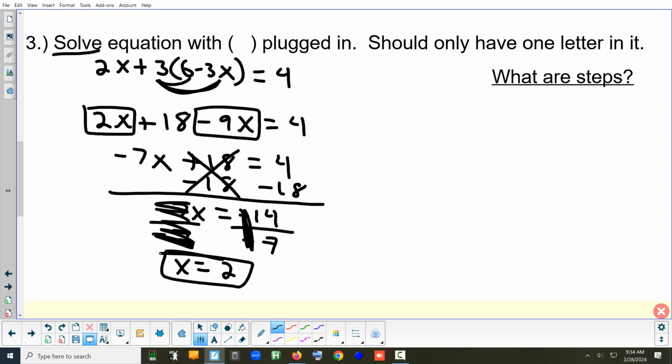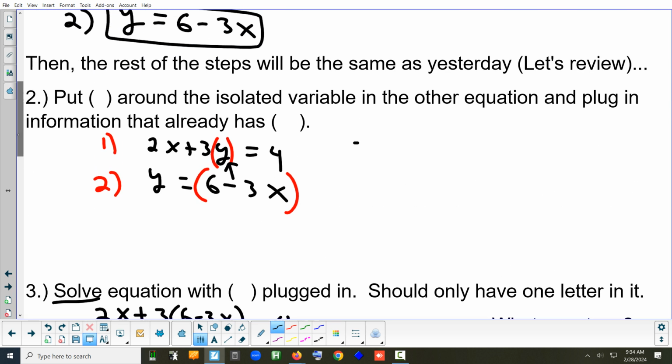Okay. So any questions up to that step? When did we do step 2? So step 2 was really just putting parentheses. We didn't really do any math in that step. We just put in parentheses.